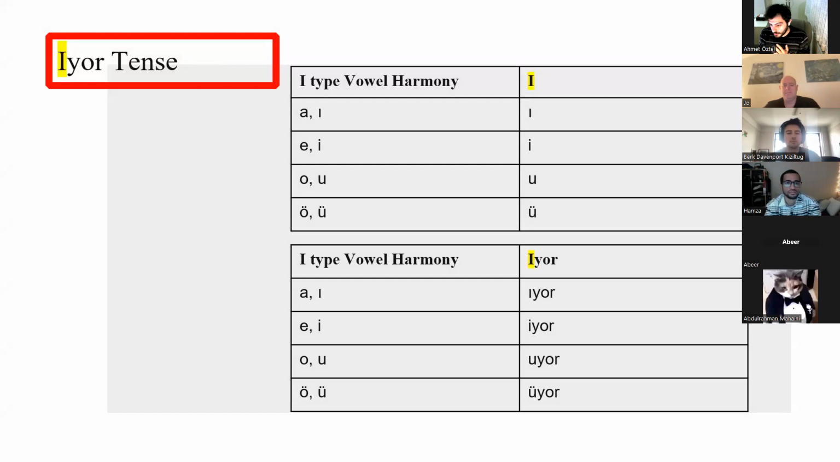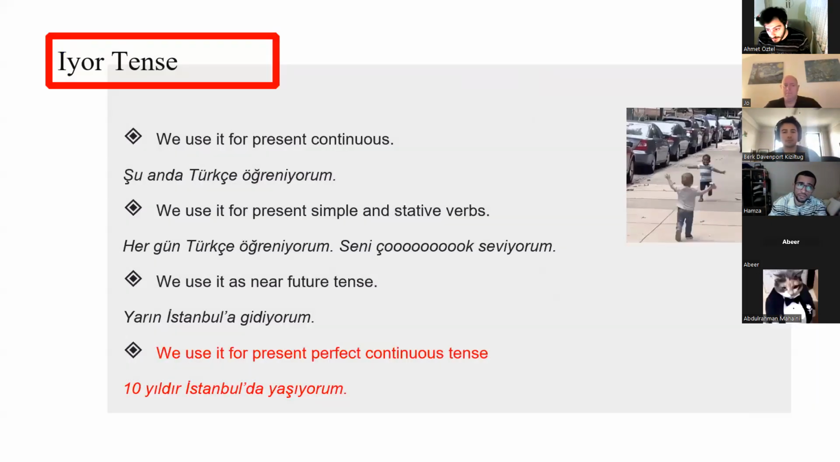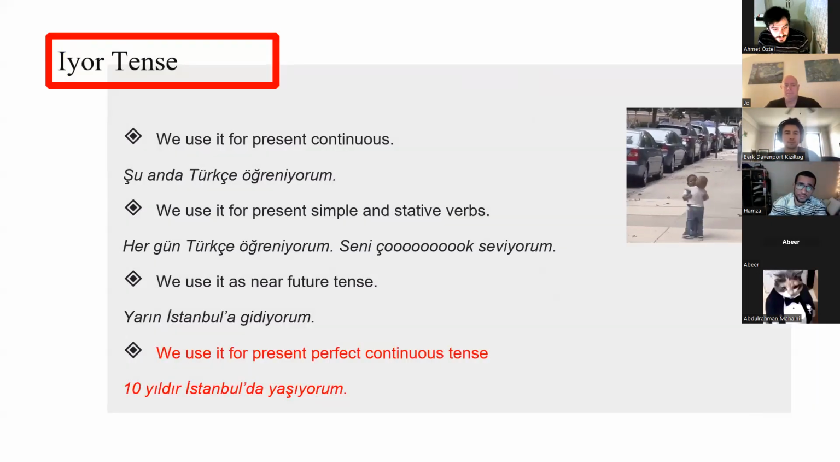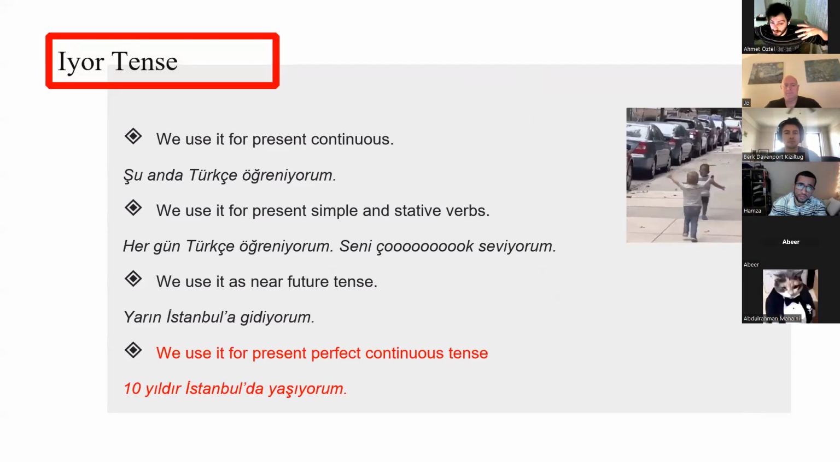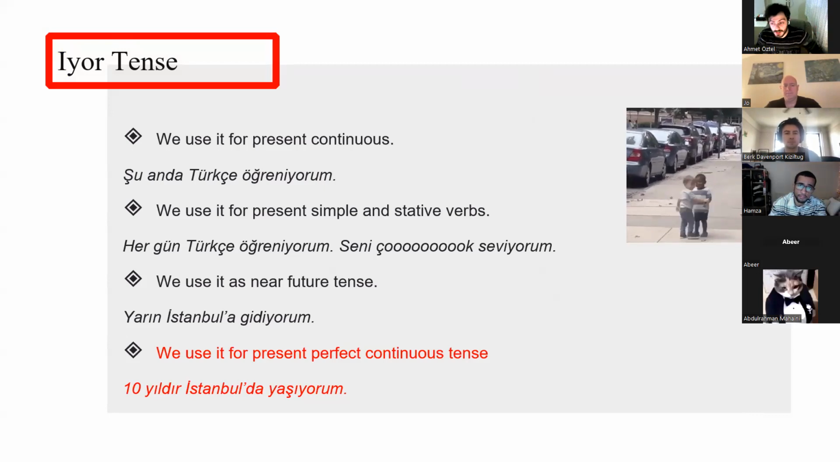And another thing that we are going to use is the -yor tense. And in the -yor tense, we always use the I-type vowel harmony. In sentences with for and since, we are talking about an action that has been going on for some time. And in Turkish, the -yor tense is quite flexible. It has many uses, let's say. When we are talking about something that's happening right now, we can use it.